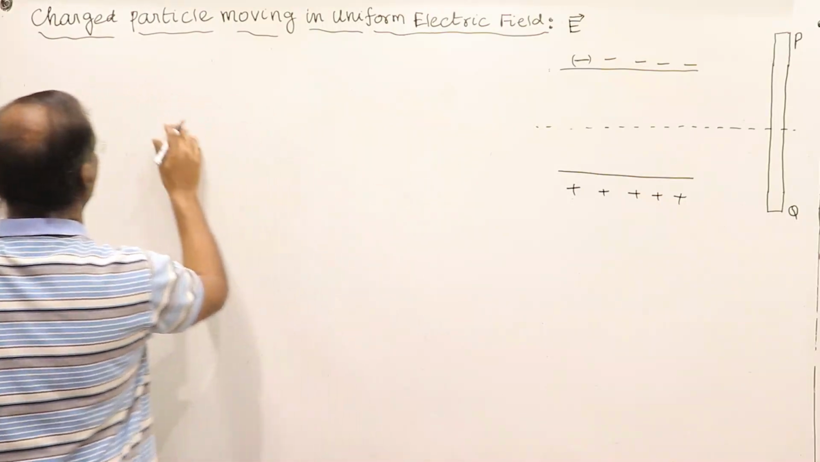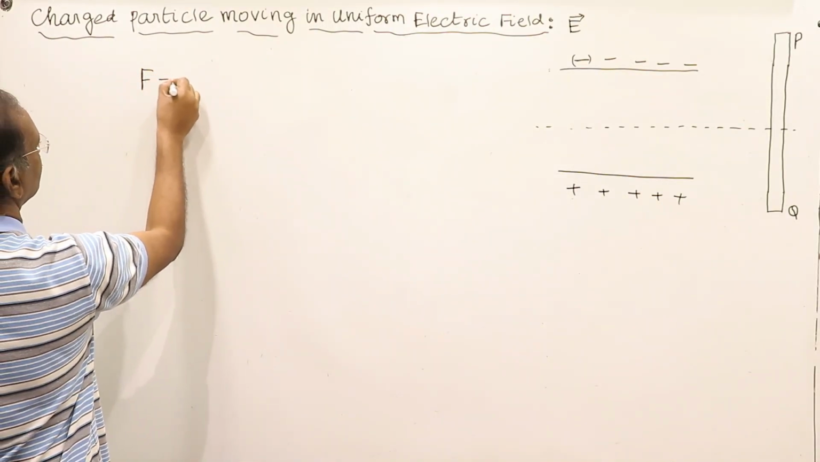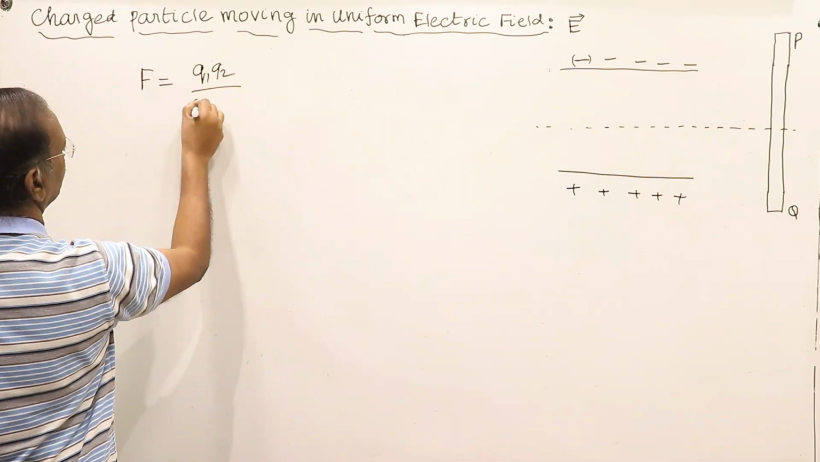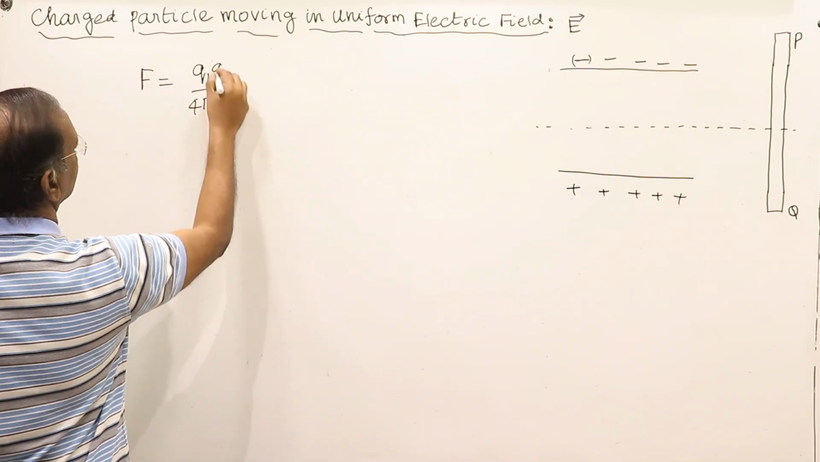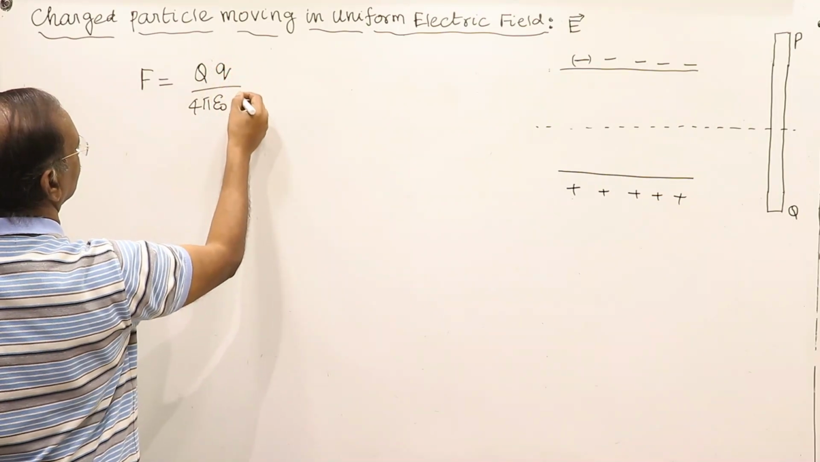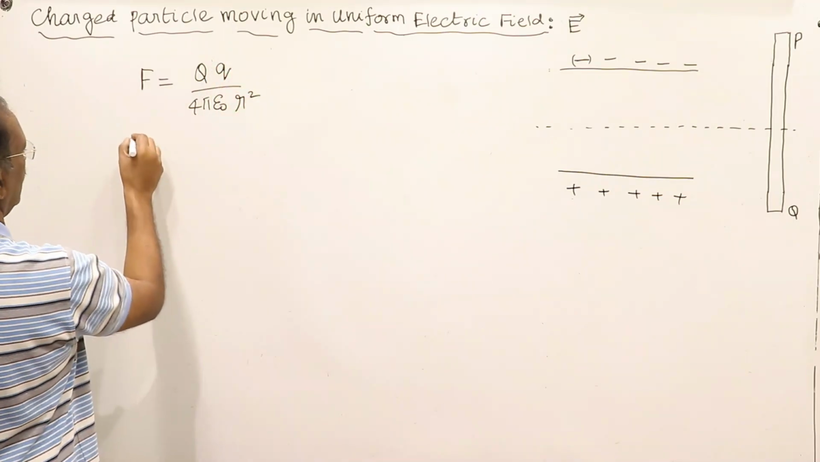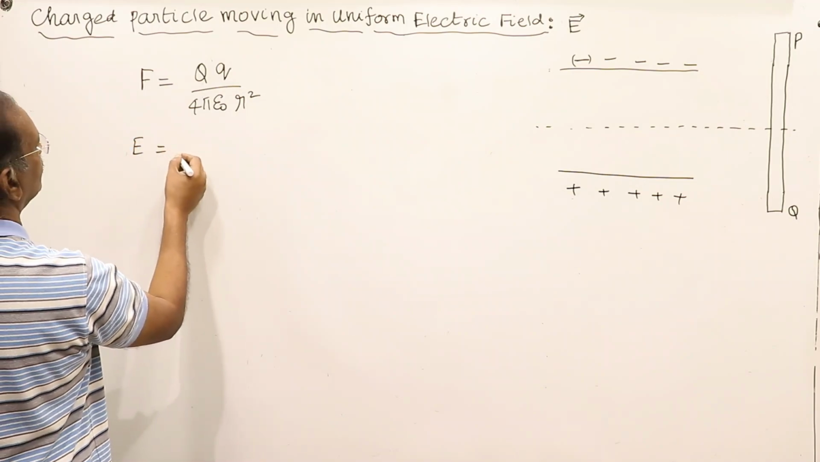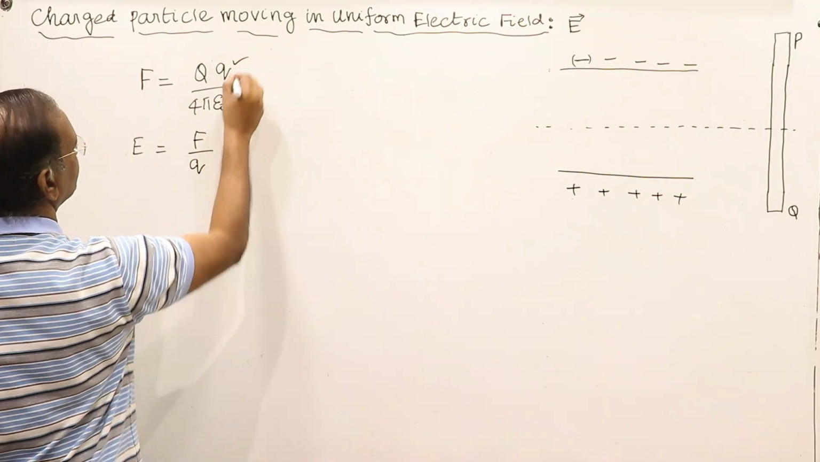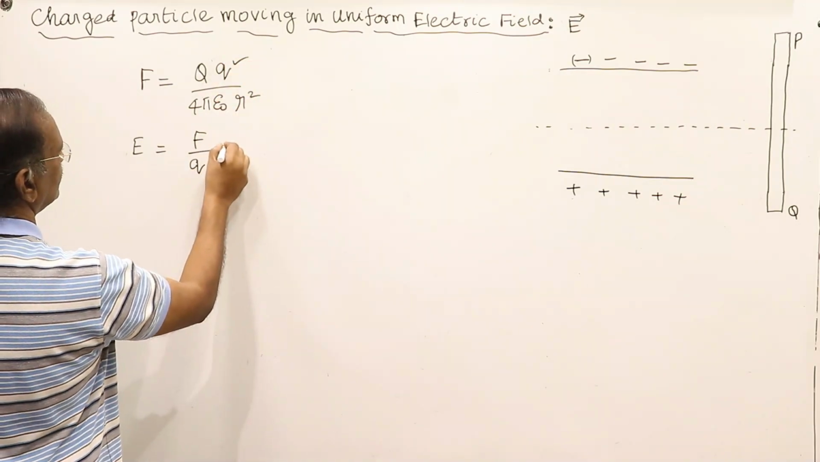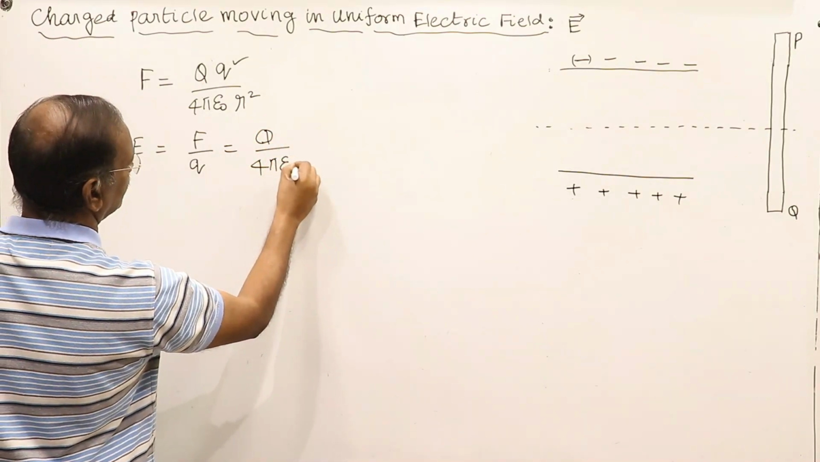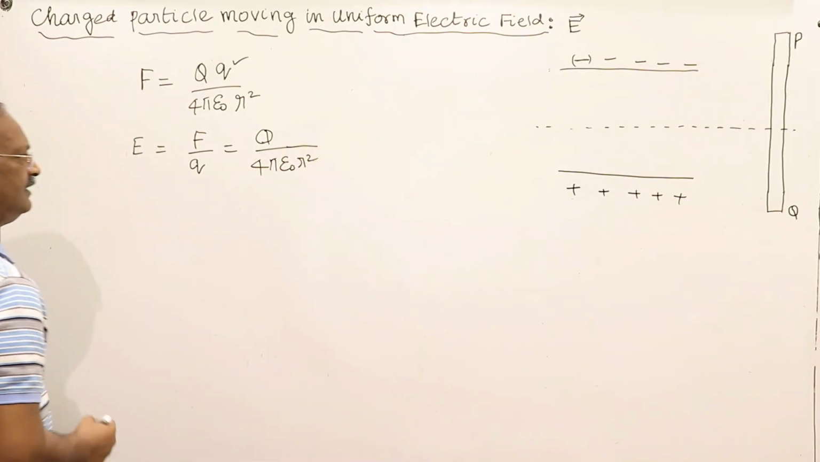The Coulombic force in an electric field is given by the product of the two charges divided by 4 pi epsilon naught, and the distance between the charges squared, the source charge and the test charge. The electric field is equal to the force experienced per test charge, and this is the test charge. So it is equal to Q by 4 pi epsilon naught r square. This we have already studied in Coulomb's law.